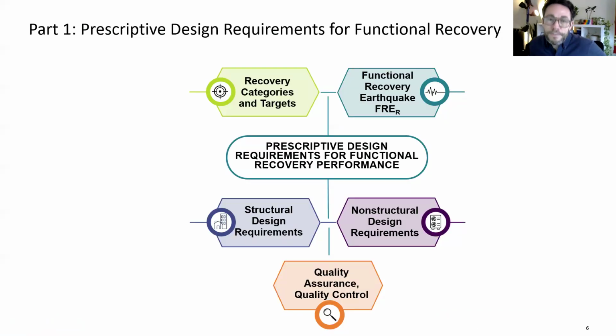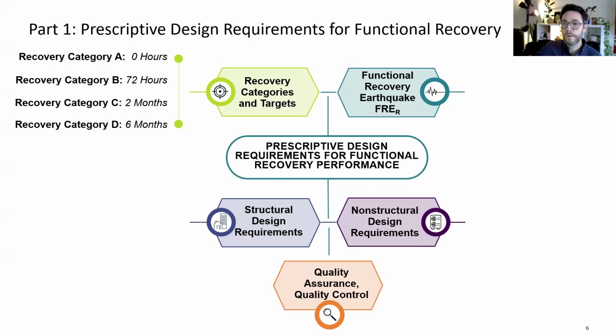So I want to share 5 key points that you can see in this diagram. The first one is that buildings designed for functional recovery performance are assigned a functional recovery category ranging from A to D based on the intended function or service that that building provides to the community. And each recovery category has a target recovery time, which can go anywhere from 0 hours for functional recovery category A to 6 months for functional recovery category D.